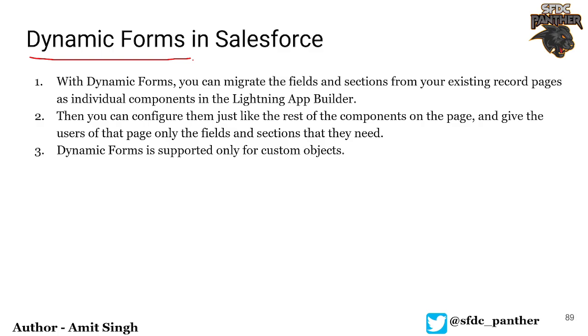And let's quickly start. With dynamic forms, you can migrate the fields and the sections from your existing record page into individual components inside the Lightning App Builder. The very first thing is that dynamic forms are only available in our Lightning environment, where if you want to migrate the fields from one section to another without modifying the page layout, you can definitely do that. If you want to have some filters over the fields, you can also have filters for the individual fields based on certain criteria.